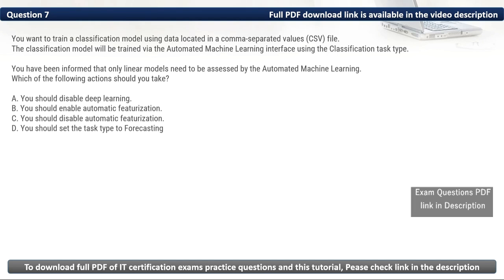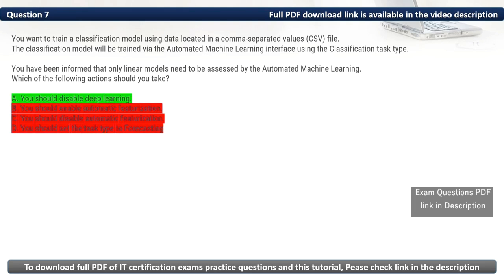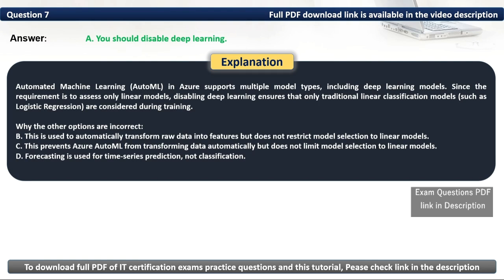Then we have D. You should set the task type to forecasting. Forecasting is used for time series prediction, not classification. As such, the action that we should take is we should disable deep learning. Thus, the correct option is A. Automated machine learning in Azure supports multiple model types, including deep learning models.